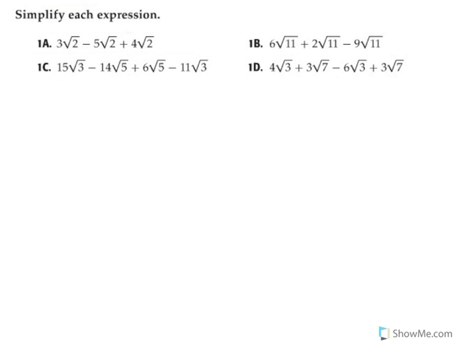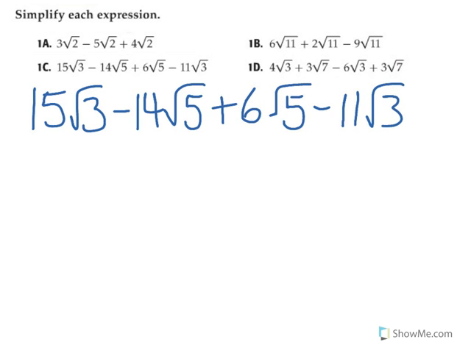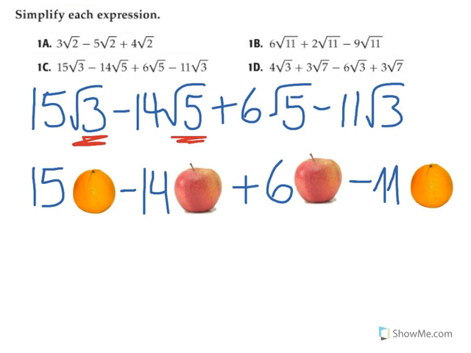So let me solve 1c. So we have 15 root 3 minus 14 root 5 plus 6 root 5 minus 11 root 3. Now we have two different square root expressions, root 3 and root 5. So let's consider it like 15 oranges minus 14 apples plus 6 apples minus 11 oranges.